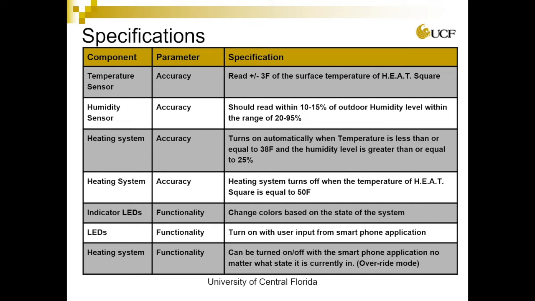For the indicator LEDs, we would like them to change with the state of the system. For example, if the heating system is in heating mode, we would like the indicator LED to illuminate red. If the heating system is in the off position and it's just pulling sensor data, we would like either no LED or a green LED. And if it's in one of the intermediate states, we would like it to be yellow. We also would like some functionality to override the heating system so that in the case of an emergency, we could turn it on and off.